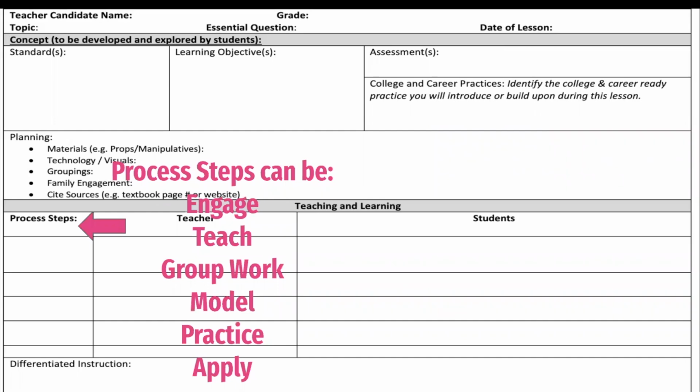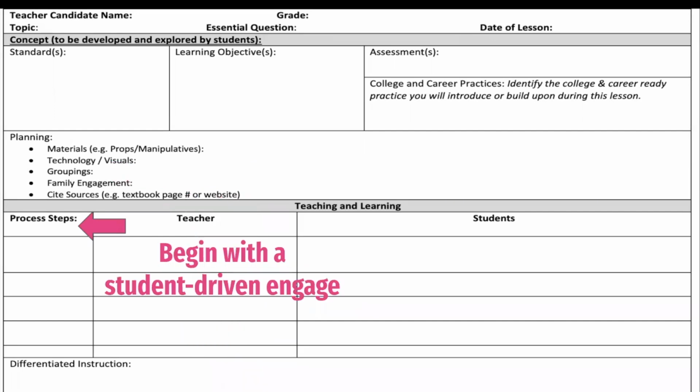The process steps are the first column of your lesson plan. Now, depending on if you're teaching a science lesson, you might have the 5 E's: engage, explore, evaluate. If you're teaching a reading lesson, you might have gradual release process, where you begin by modeling something and then the students do it together in guided practice, and then they independently do it on their own, or you might have group work. So we try not to worry too much about the names of the process steps. You could just have beginning, middle, and end.